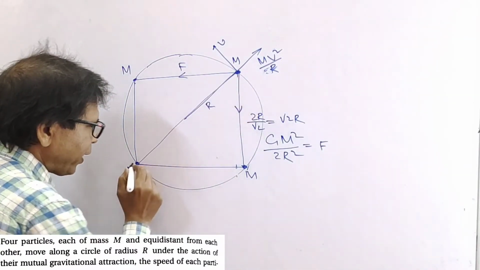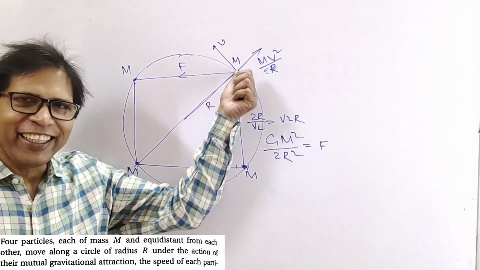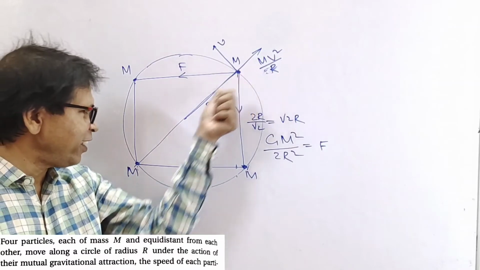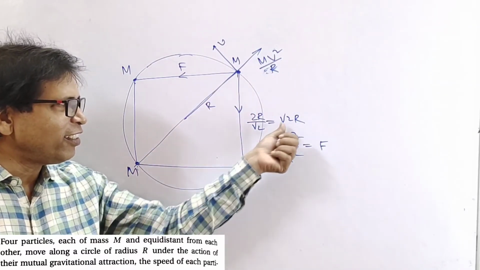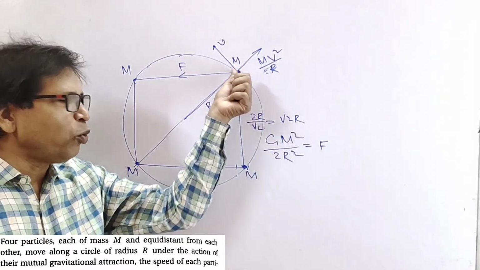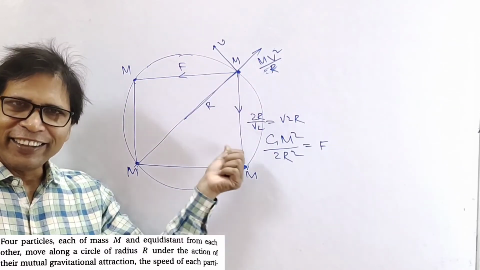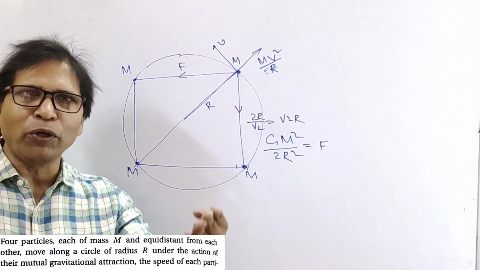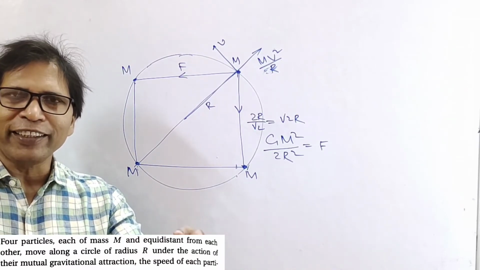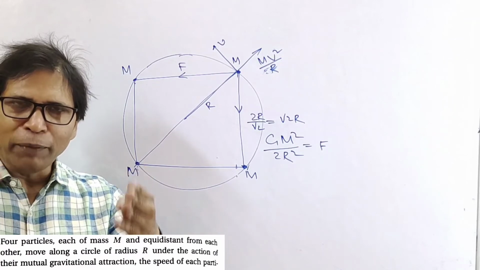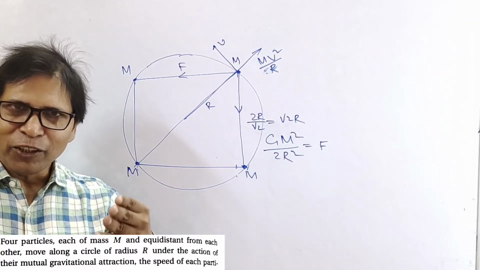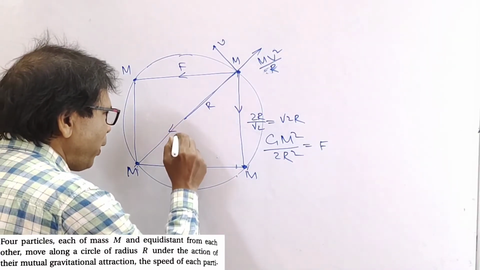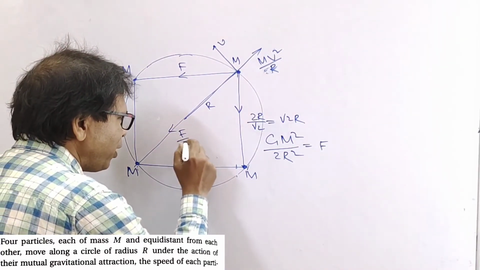Now what is the force of attraction? Look at this, the distance is root 2 times more. This distance is root 2 R and the other is 2R, so this is root 2 times more than this. So gravitational force of attraction is inversely proportional to the square of the distance. So 1 by root 2 square, that is 1 by 2. So here the force of attraction becomes F by 2.